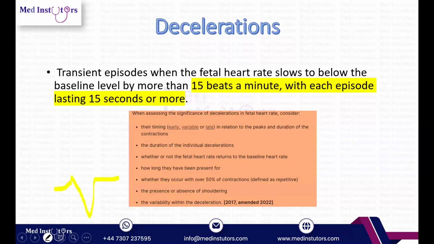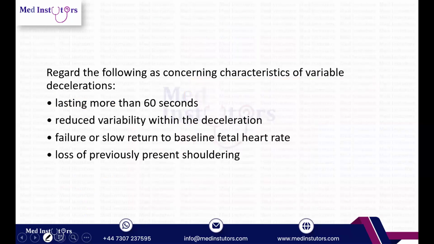And if there is variability within the deceleration, there are some concerning factors like lasting for more than 60 seconds, reduced variability within the deceleration, failure or very slow return to baseline, and loss of previously present shouldering. All of these are concerning features. So this is also important to remember.